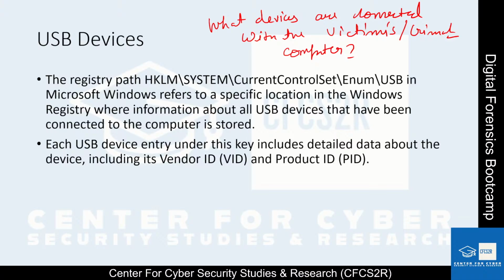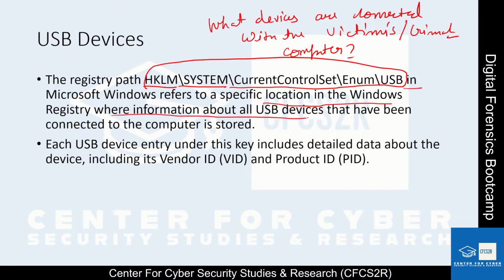We want to find the devices that have been connected with the victim's computer in the entire lifetime of that particular operating system. So the registry path is HKLM\SYSTEM\CurrentControlSet\Enum\USB. This is the path where you will find the details. In Microsoft Windows, it refers to a specific location in the Windows registry where information about all USB drives that have been connected to the system is stored.